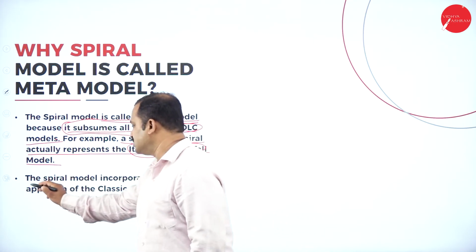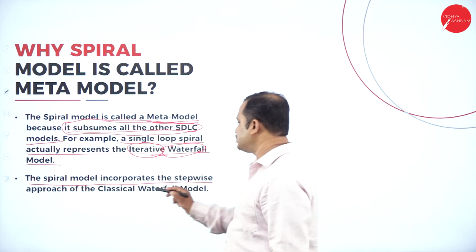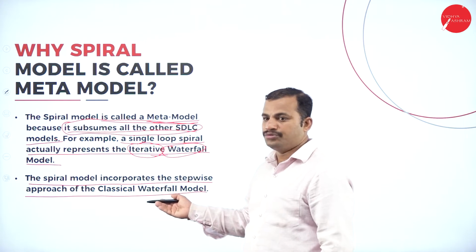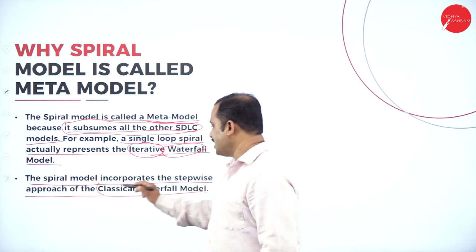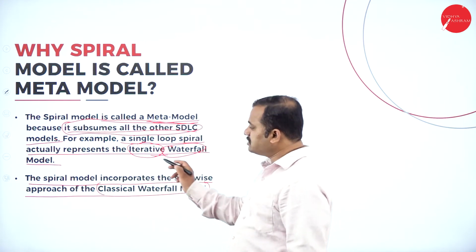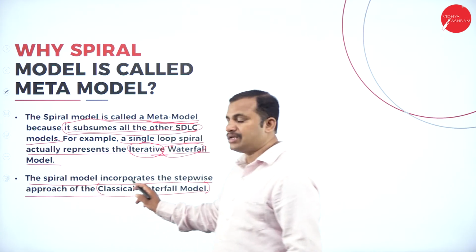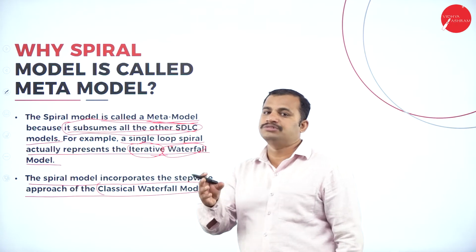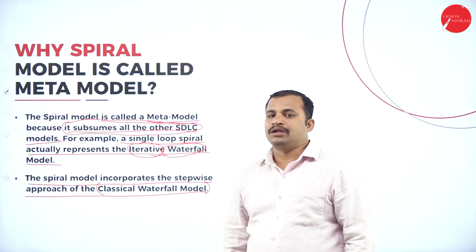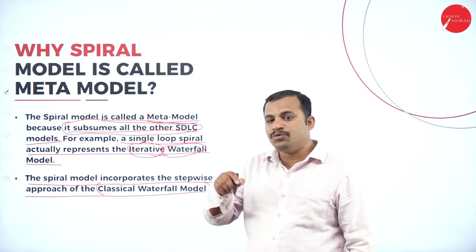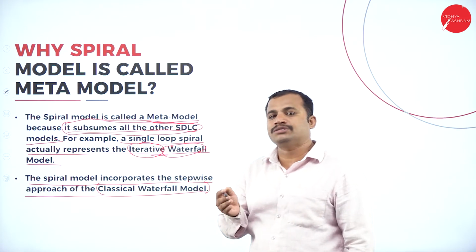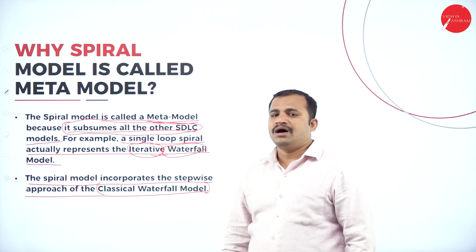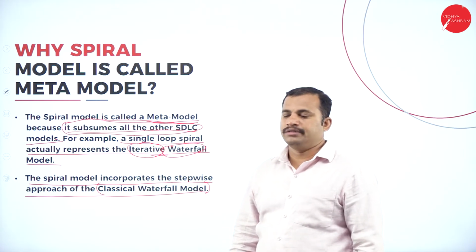If that is the case, the spiral model incorporates the stepwise approach of the classical waterfall model. As I have told you, it is a stepwise approach of the classical waterfall model. That means a part of the waterfall model comes into the spiral model in one loop. That means in one loop, you are going to find out a solution to all of the problems of the other types of SDLC model.